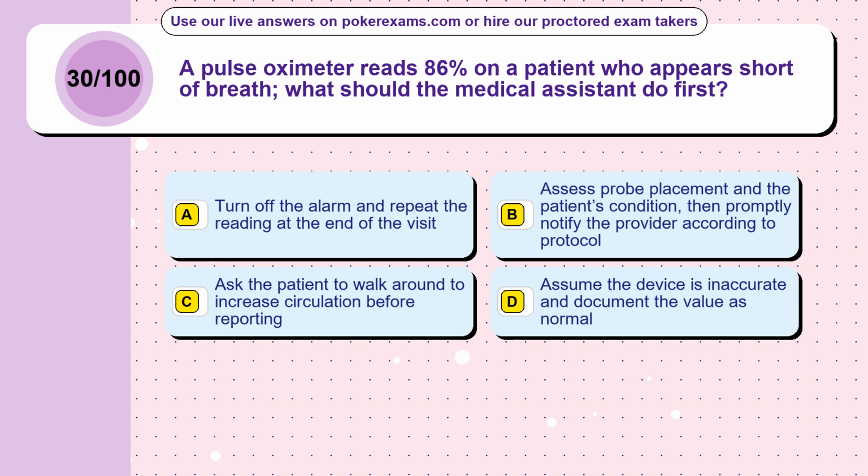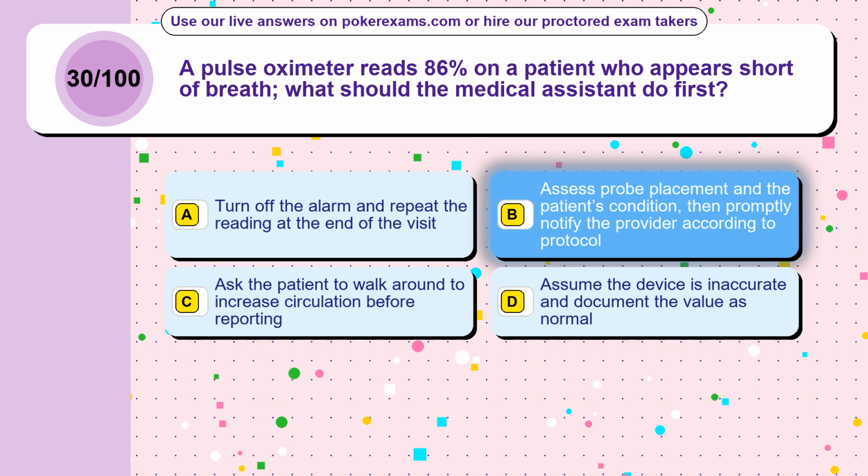Option A. Turn off the alarm and repeat the reading at the end of the visit. Option B. Assess probe placement and the patient's condition, then promptly notify the provider according to protocol. Option C. Ask the patient to walk around to increase circulation before reporting. Option D. Assume the device is inaccurate and document the value as normal. The correct answer is option B. Assess probe placement and the patient's condition, then promptly notify the provider according to protocol.